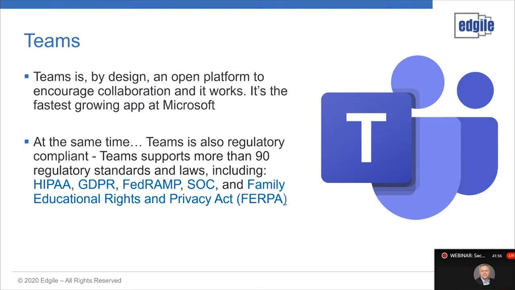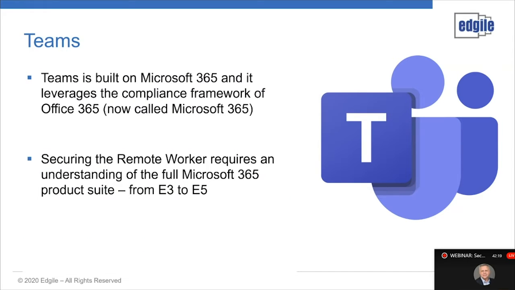So the interesting thing about Teams is there's a duality in Teams. It's by design a very open platform. That's the way Microsoft wants it to be because they want to encourage collaboration. But also it can be highly compliant. So it meets 90 different regulatory standards, including HIPAA and GDPR, FedRAMP, SOC, many more. So it's open, yet in the shared responsibility model, the Microsoft parts of it are highly compliant. So the question is, how do they do that?